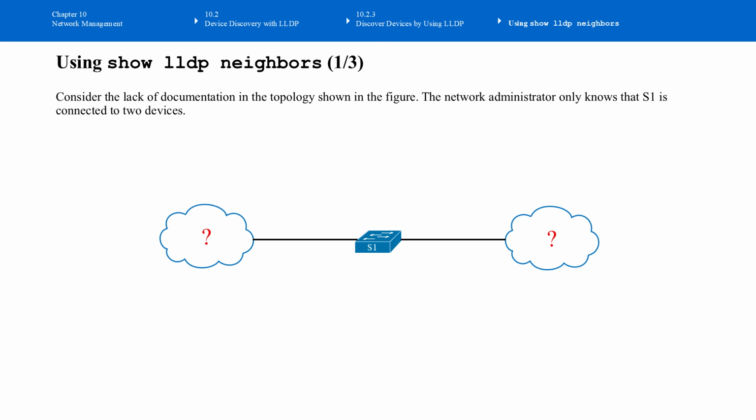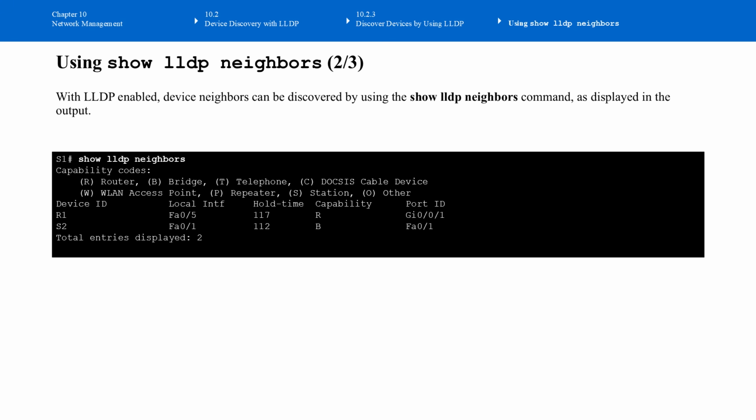10.2.3 Discover devices by using LLDP. Consider the lack of documentation in the topology shown in the figure. The network administrator only knows that S1 is connected to 2 devices. With LLDP enabled, device neighbors can be discovered by using the show lldp neighbors command as displayed in the output.